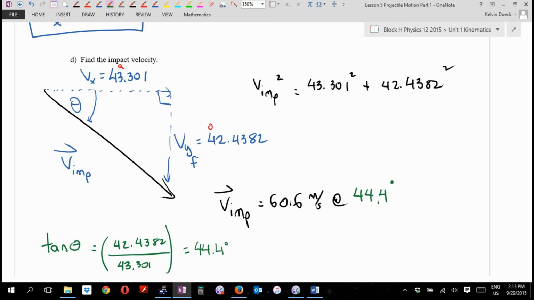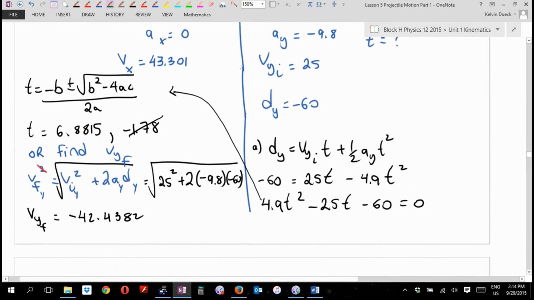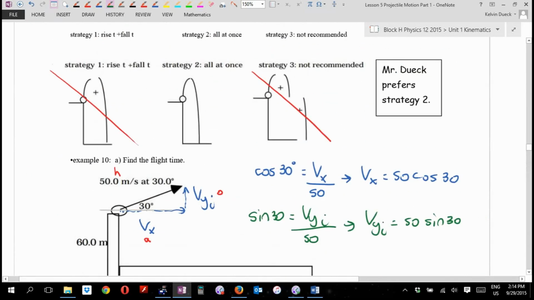We would say that this is below the horizontal. If you draw a horizontal line, Nick, the angle that we found is below the horizontal. As opposed to if you wanted to describe the direction of this 30 degrees, you would not say 30 degrees north of east, you would say it's launched at an angle of 30 degrees above the horizontal.